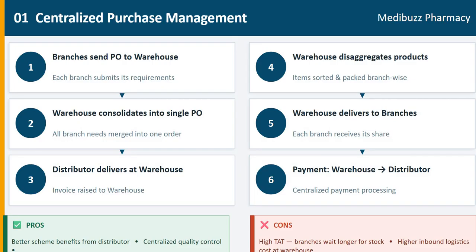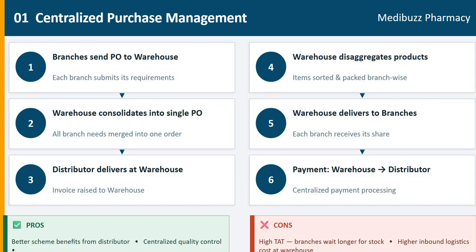Now the warehouse desegregates the product. Let's say the total requirement of that item was 200 quantity. Store-wise, the warehouse will desegregate those products, raise a stock transfer to those particular branches, and deliver the medicines to the branches. Also, the payment to the distributor is done by the warehouse only.